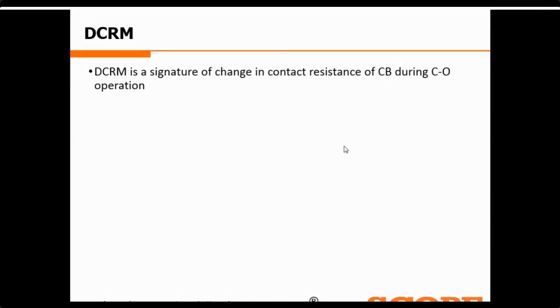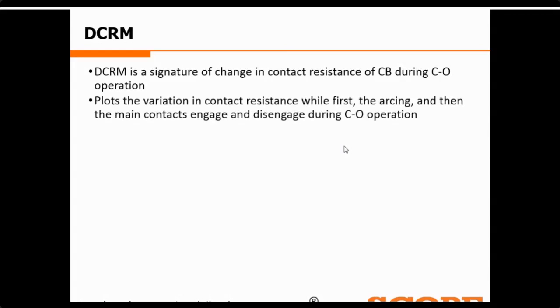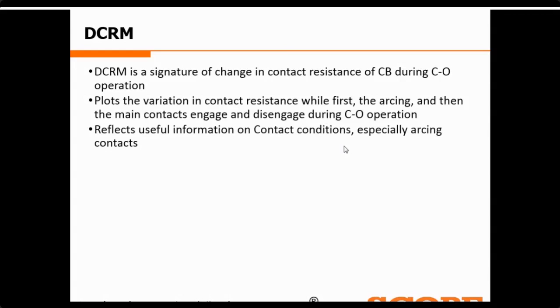Now, going by the conventional definition, dynamic contact resistance measurement is a signature of the changing contact resistance of the circuit breaker during close-open operation. It plots the variation in contact resistance, the arcing and then the main contacts. And again, while disengaging, the main contacts will separate first and then the arcing contact. So with the help of the CO operation, we could understand the condition of both the contacts. It reflects useful information on the contact conditions in this CO duration.